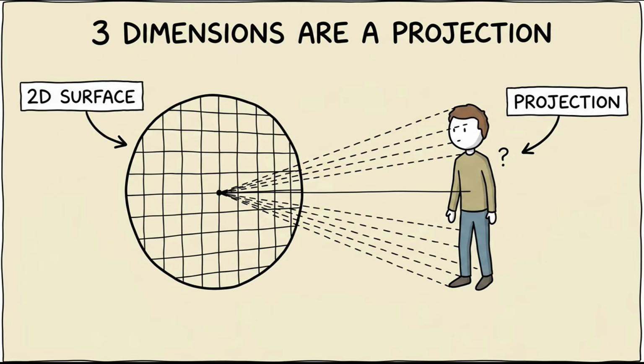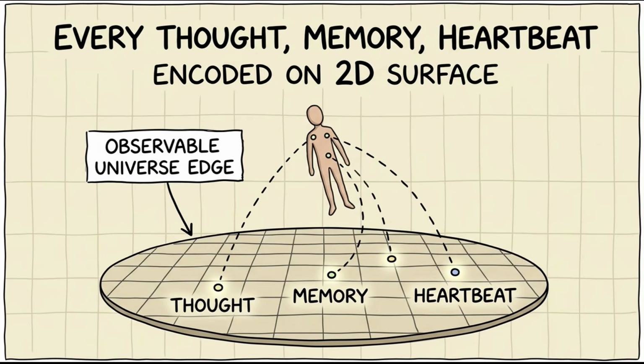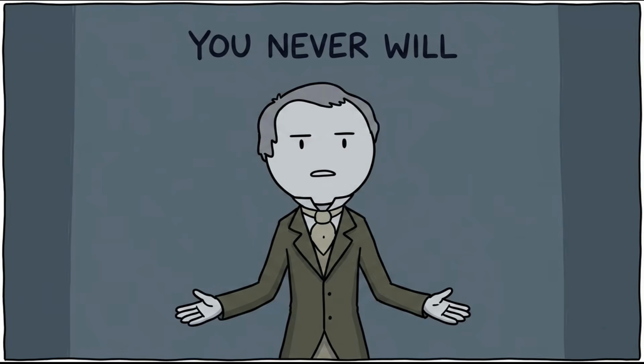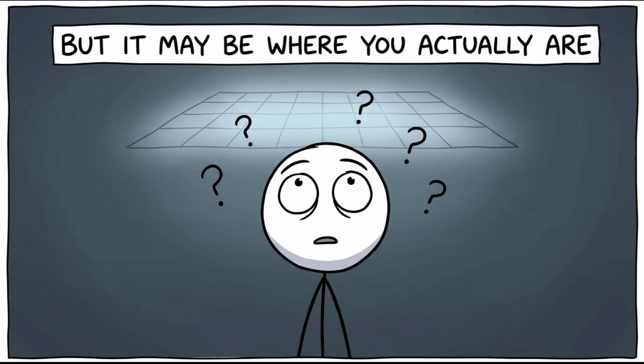If the principle applies to our universe, the 3 dimensions you appear to move through are a projection. The real information, every thought, every memory, every heartbeat happening inside you right now, is encoded on a 2-dimensional surface at the edge of the observable universe. You have never seen that surface. You never will. But it may be where you actually are.